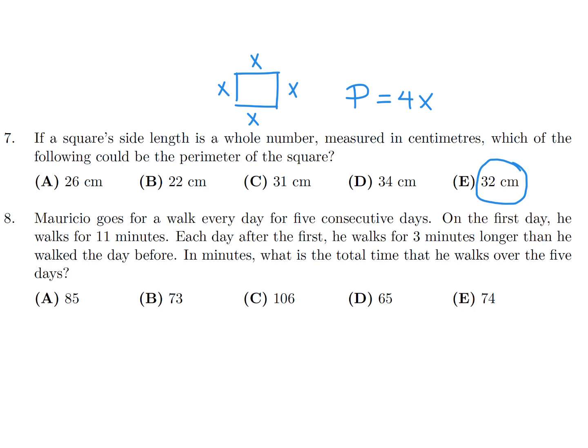Mauricio goes for a walk every day for 5 consecutive days. On the first day, he walks 11 minutes. Each day after the first, he walks 3 minutes longer than he walked the day before. In minutes, what is the total time that he walks over 5 days? Okay, so the first day is 11, then 3 minutes more, so 14. Next day is 3 minutes more. Next day, 3 minutes more, and another 3 minutes. And then they want you to add these numbers up, and when you do, you get 85, which is choice A.